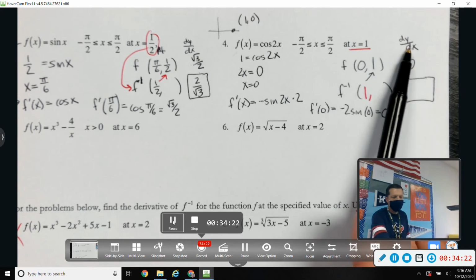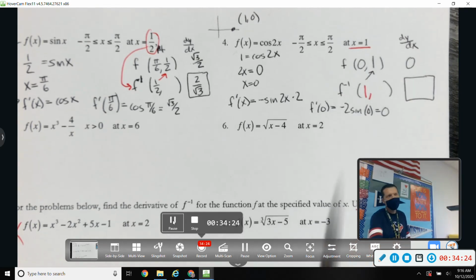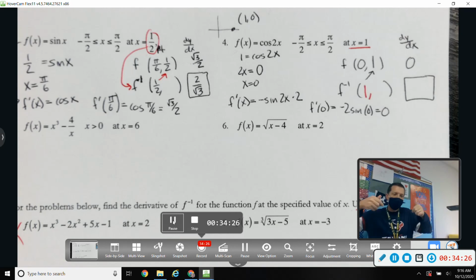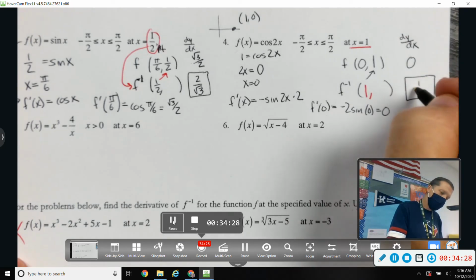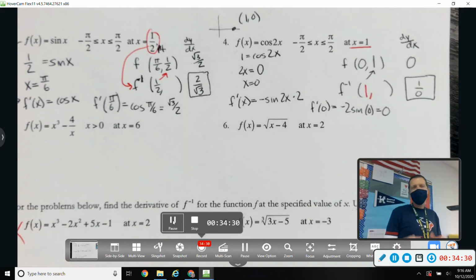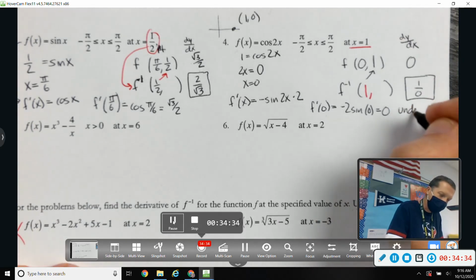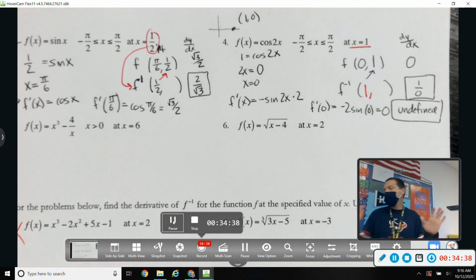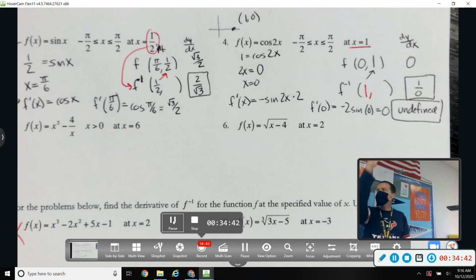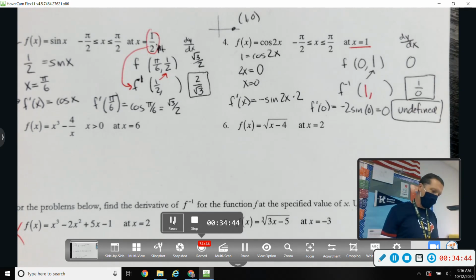So the derivative of the inverse at 1, what happens when I flip 0? Undefined. So you could write 1 over 0. Don't leave that as your final answer because that's not really okay. But undefined. And remember, that doesn't mean we don't have an answer there. That just means the slope would be undefined. You'd have a vertical tangent line.